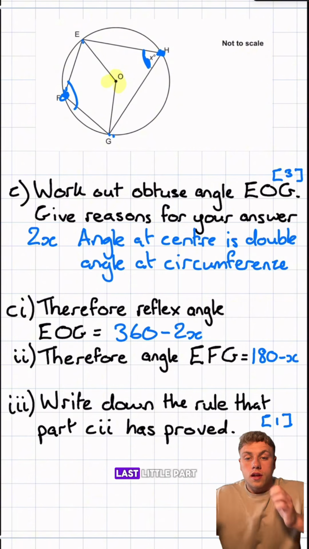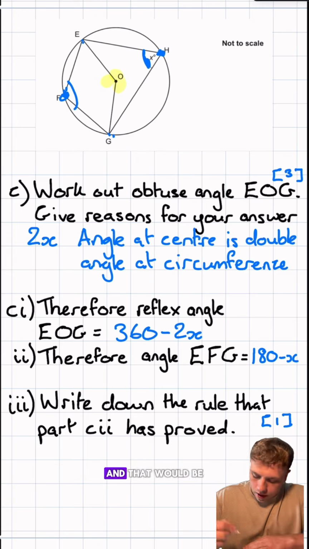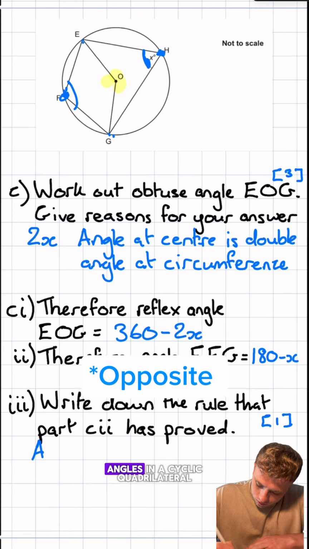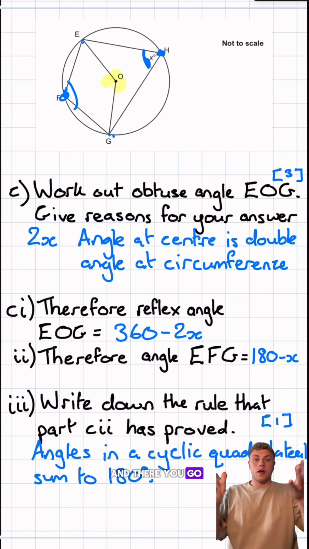And then that leads us on to the last little part, which says write down the rule that part CII has proved, and that would be angles in a cyclic quadrilateral sum to 180. And there you go, 8 marks.